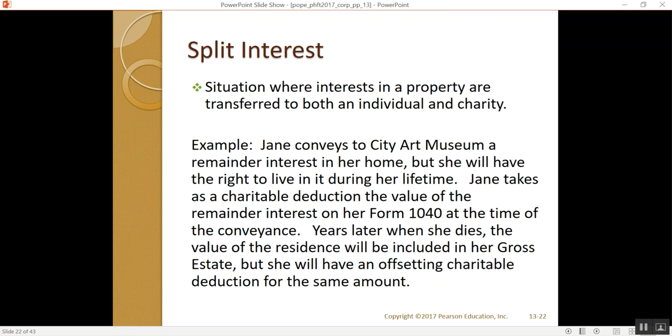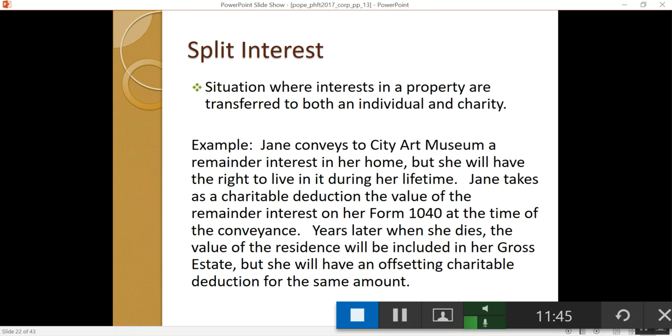And then Jane takes as a charitable deduction the value of the remainder interest on her Form 1040 at the time of conveyance. Now, the time of conveyance is the year in which she actually contributes a remainder interest in her home to City Art Museum. That is the amount that she gets to take a charitable deduction for on her tax return, because it's considered a donation, and it's being donated to a charitable organization, i.e. the museum. So in the year that she donates her remainder interest in her home to the museum, she gets a charitable deduction on her 1040. Then some years later, when she dies, the value of the residence will be included in her gross estate, but she will have an offsetting charitable deduction for the same amount.